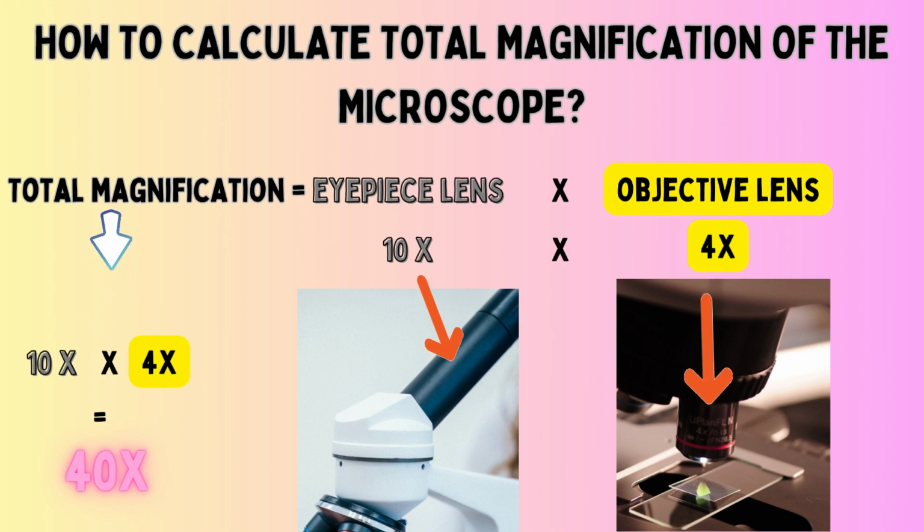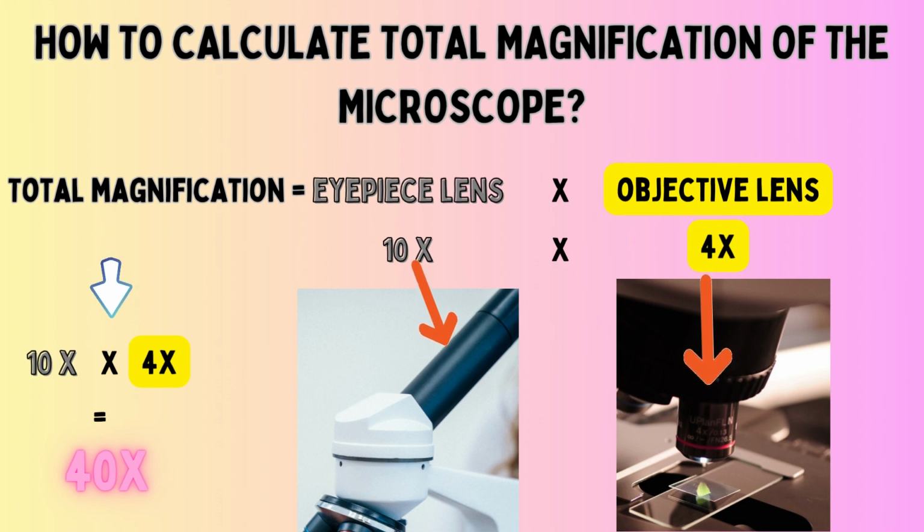Now, when you have these 2 pieces of information, how can you calculate the total magnification? You just need to multiply the number of the eyepiece lens, in our case 10 times, with the number of the objective lens that you're using in the experiment, in this case 4 times. So in the end, the number that you get is the total magnification, meaning 10 times 4 is 40 times. So the total magnification in this case is 40 times.